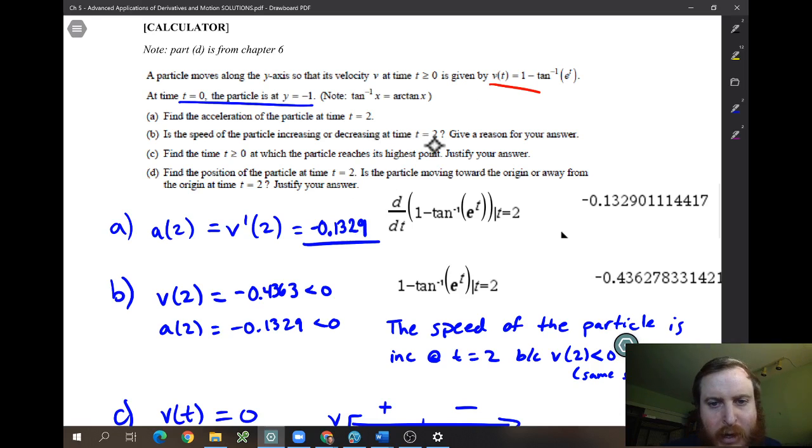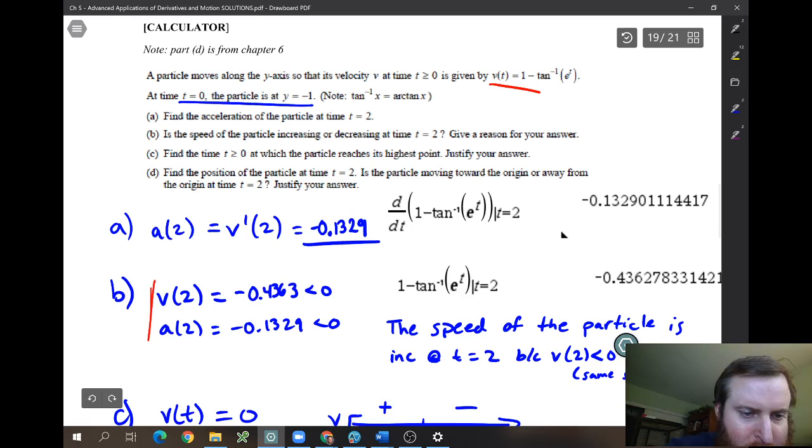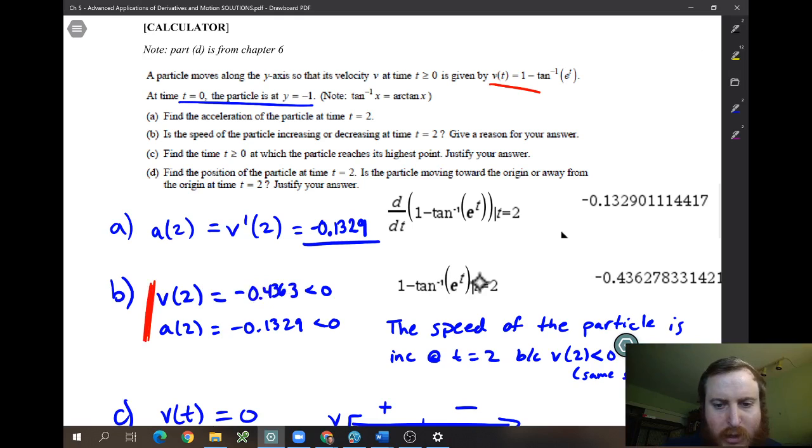B says, is the speed increasing or decreasing? We need to make sure that we write both of these, right? V of 2 equals, and I just evaluated it, right?